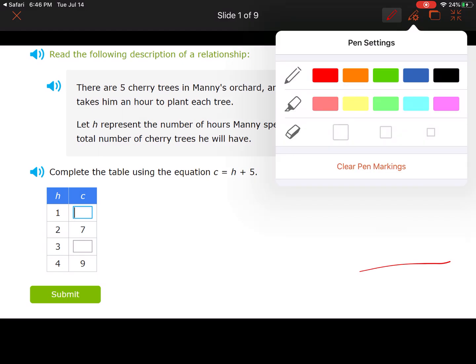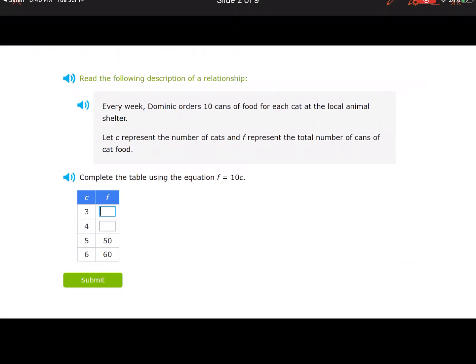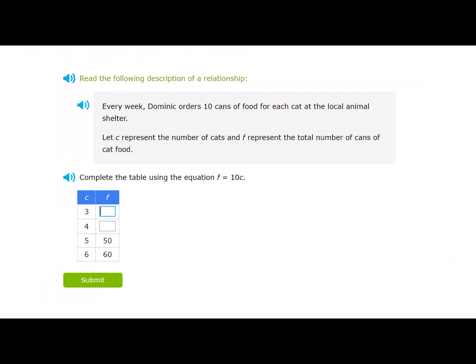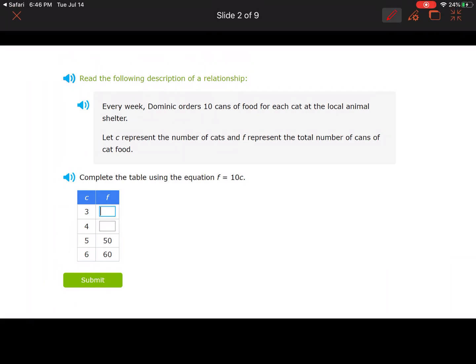Next one. Okay? This one says, every week, Dominic orders 10 cans of food for each cat at the local animal shelter. Let C represent the number of cats and F represent the number of total cans of cat food. So our equation is F equals 10C. To figure out how many cans of cat food, we have to take however many cats we have, C, and multiply it by 10. So for the first one, we have F equals 10 times C.